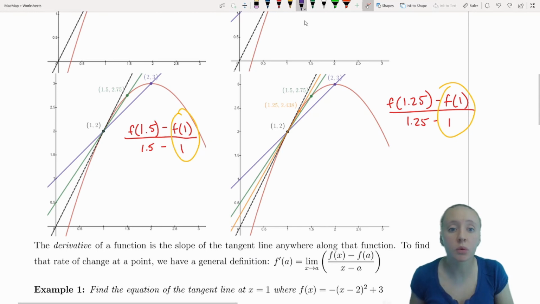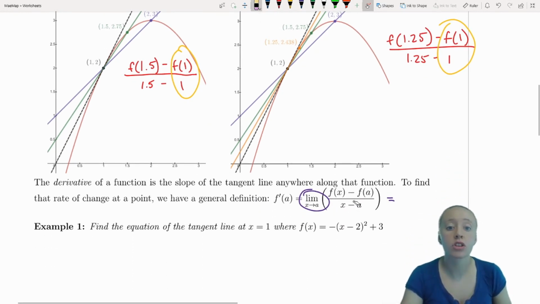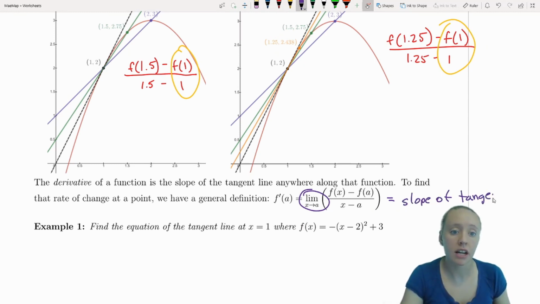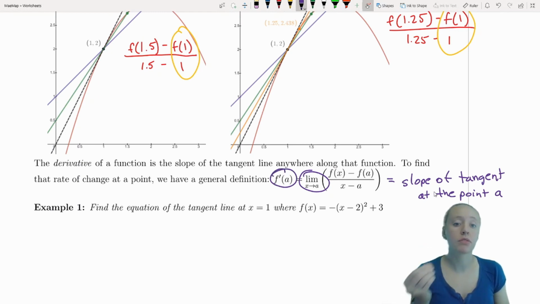And let me reiterate real quick that all my slopes up above were the slopes of the secant lines. So if this is the slope of a secant line, as I take the limit of it, that's going to be the slope of my tangent line. And that's the slope of my tangent line at the point a. F prime of a, that is the derivative at point a, otherwise known as the slope of the tangent line at point a. So let's now use this to solve for example 1.